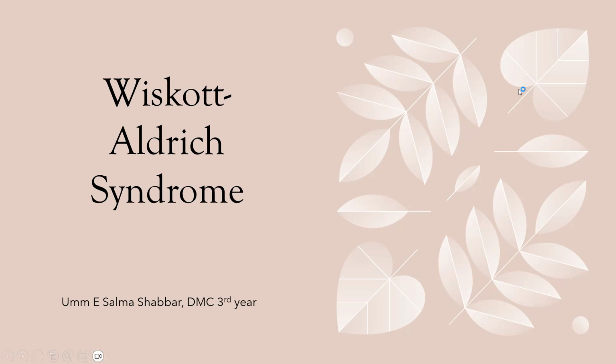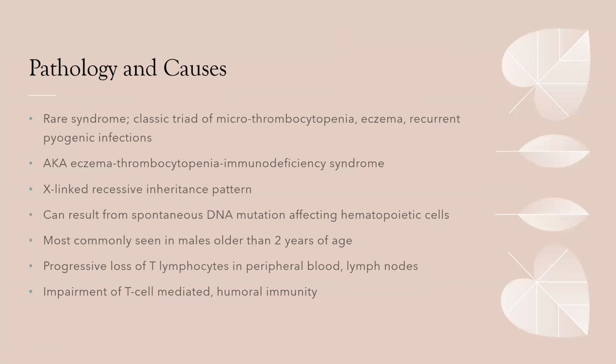So let's begin. Wiskott-Aldrich syndrome is a rare syndrome and is described as a classic triad of microthrombocytopenia, eczema, and recurrent pyogenic infections. This is also known as eczema thrombocytopenia immunodeficiency syndrome. This syndrome is normally presented in an X-linked recessive inheritance pattern, but it can also result from spontaneous DNA mutation affecting hematopoietic stem cells. Most commonly, it is seen in males older than 2 years of age.